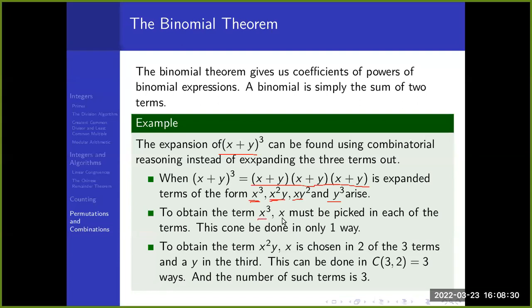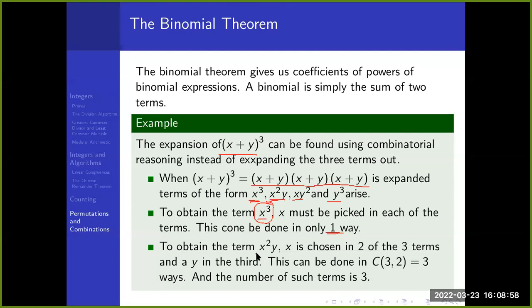So to obtain the term x cubed, it means you need to pick one x from each of these factors. From each of these factors, you need to pick an x. Then when multiplied, you will get x cubed. So that can be done in only one way. So when you multiply it out, the coefficient of x cubed will just be 1.